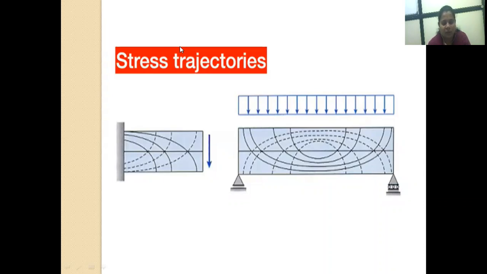Then we can construct two systems of orthogonal curves called stress trajectories. Full stop. Write down the next point.